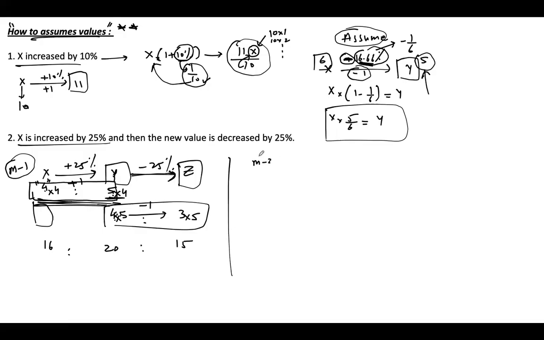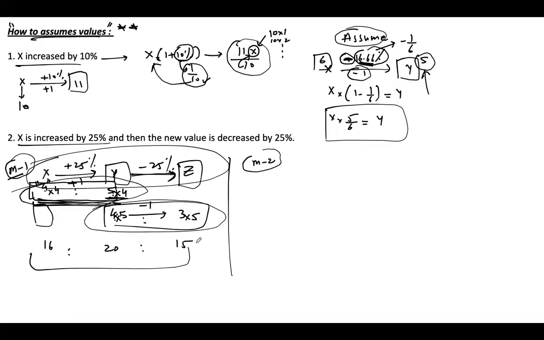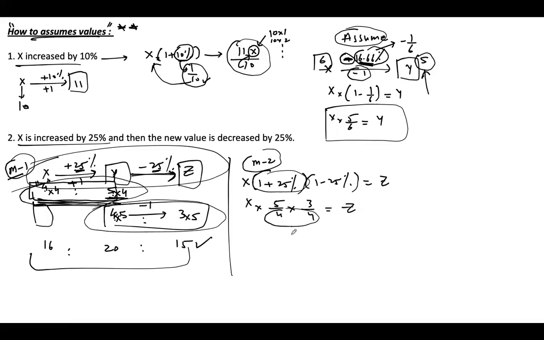Method two would be, you know this relationship. See, what we have done here is that we had made two ratios, and then we came to this. For example, if I write the equation, I know there is one 4 in the denominator and there is also a 4 in the denominator. Let's say x increased by 25%, new value decreased by 25%, you get the value of z. If you solve it, this is 1 plus 1 by 4, which is 5 by 4, and 1 minus 1 by 4, which is 3 by 4. How many 4s are coming in the denominator?